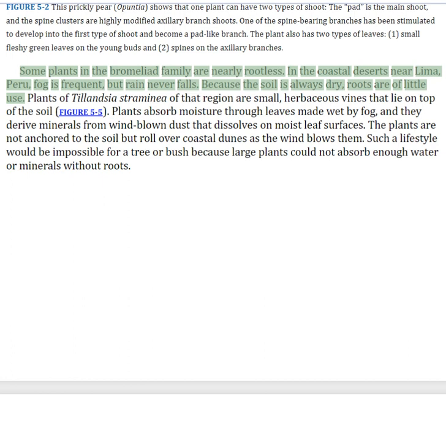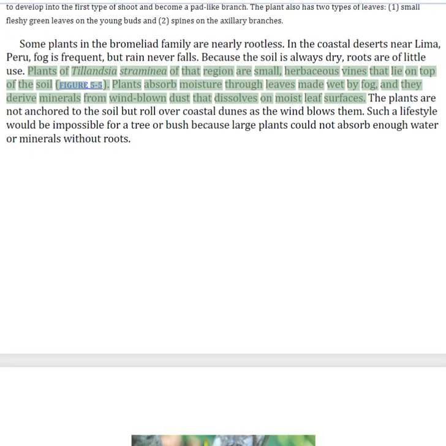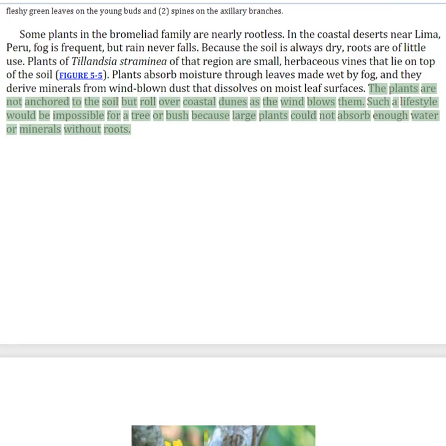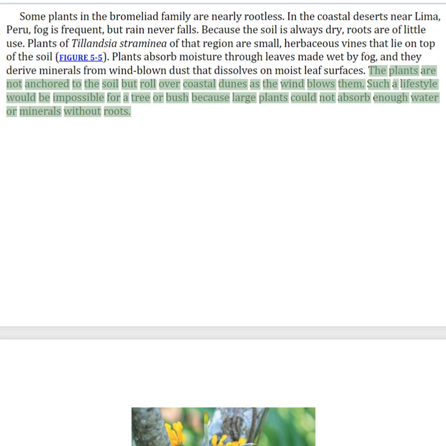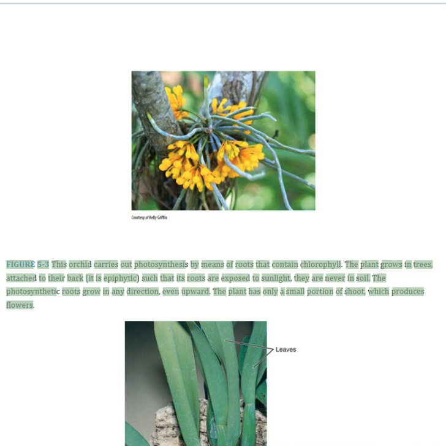In the coastal deserts near Lima, Peru, fog is frequent, but rain never falls. Because the soil is always dry, roots are of little use. Plants of Tillandsia straminia of that region are small, herbaceous vines that lie on top of the soil. Plants absorb moisture through leaves made wet by fog, and they derive minerals from wind-blown dust that dissolves on moist leaf surfaces. The plants are not anchored to the soil but roll over coastal dunes as the wind blows them. Such a lifestyle would be impossible for a tree or bush because large plants could not absorb enough water or minerals without roots. Figure 5.3 This orchid carries out photosynthesis by means of roots that contain chlorophyll.